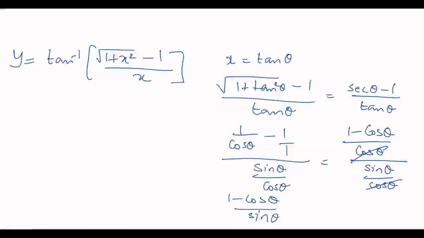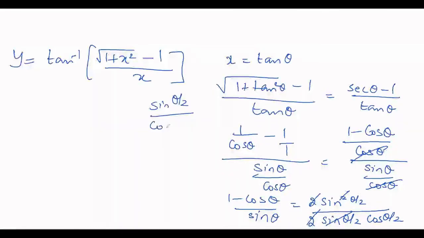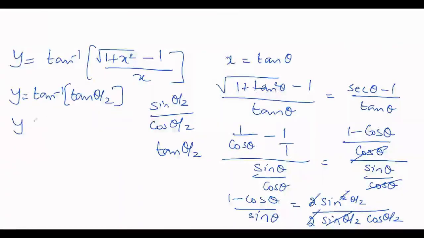Now, what is 1 minus cos theta? 2 sin squared theta by 2. What is sin theta in half angle? 2 sin theta by 2 into cos theta by 2. 2 gets cancelled. 1 sin term gets cancelled. That results in sin theta by 2 divided by cos theta by 2, which is tan theta by 2. So my y can be rewritten as tan inverse of tan theta by 2. So y is simply equal to theta by 2.